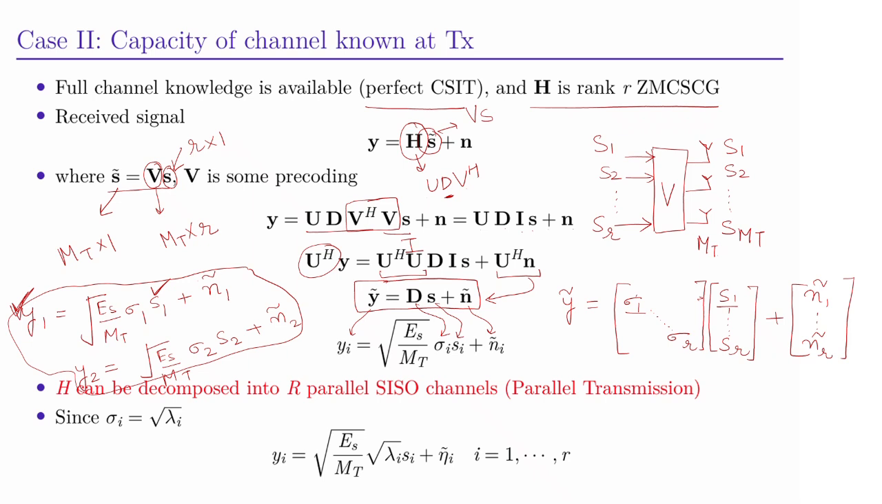Okay, so H can be decomposed into R parallel SISO channels. That means we have parallel transmissions. And we also know that singular values and eigenvalues are related to each other in this particular fashion. So we can simply replace sigma I with eigenvalues. We get square root of lambda I here. And we have this particular received signal expression at the receiver.